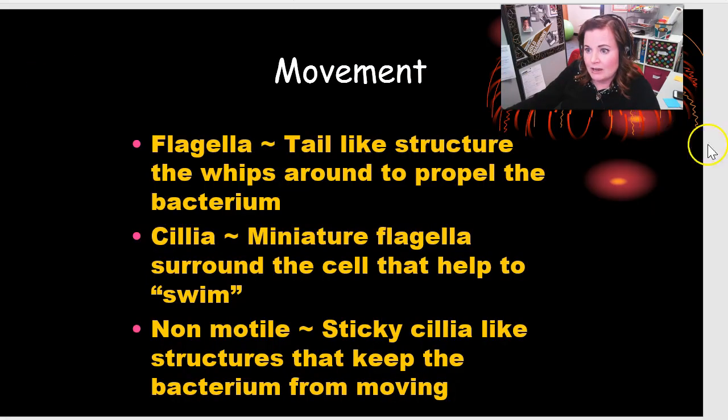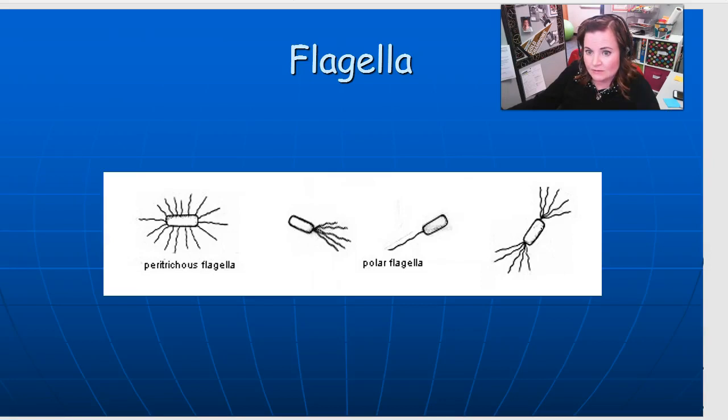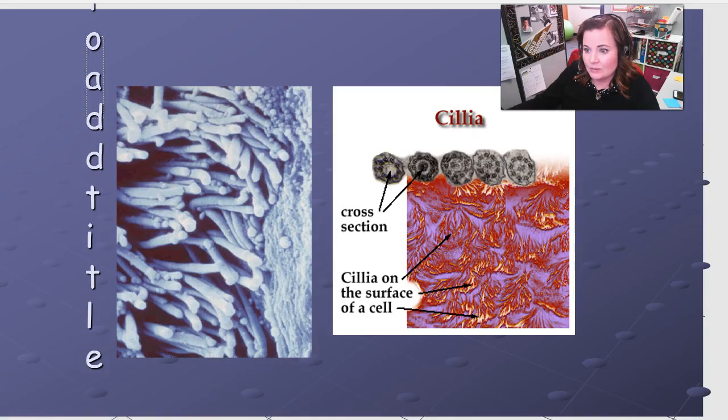These bacteria can move. They can move using flagella, which kind of propels them around in a whip-like motion. They can use cilia that helps them to kind of swim around, or they aren't moving at all. They can be non-motile. Some examples of what flagella would look like, or cilia would look like.